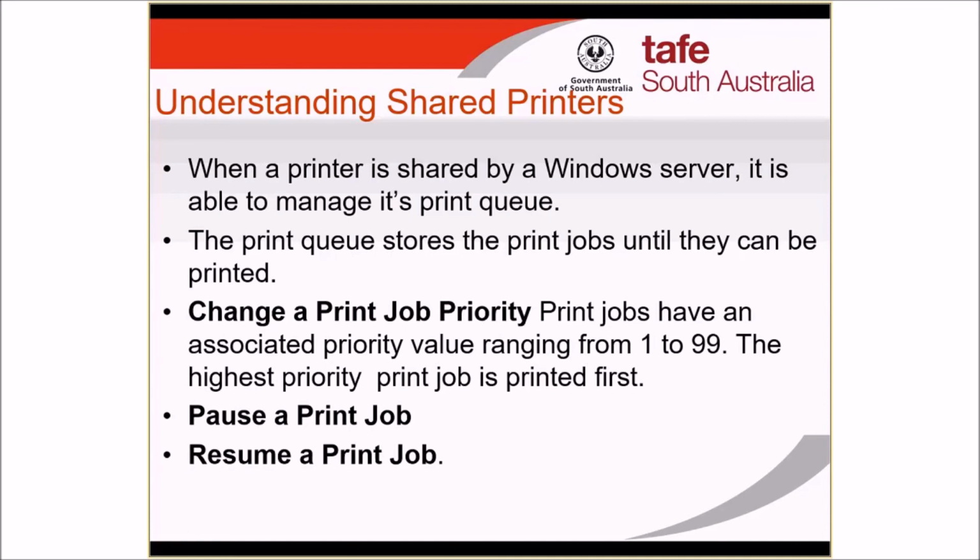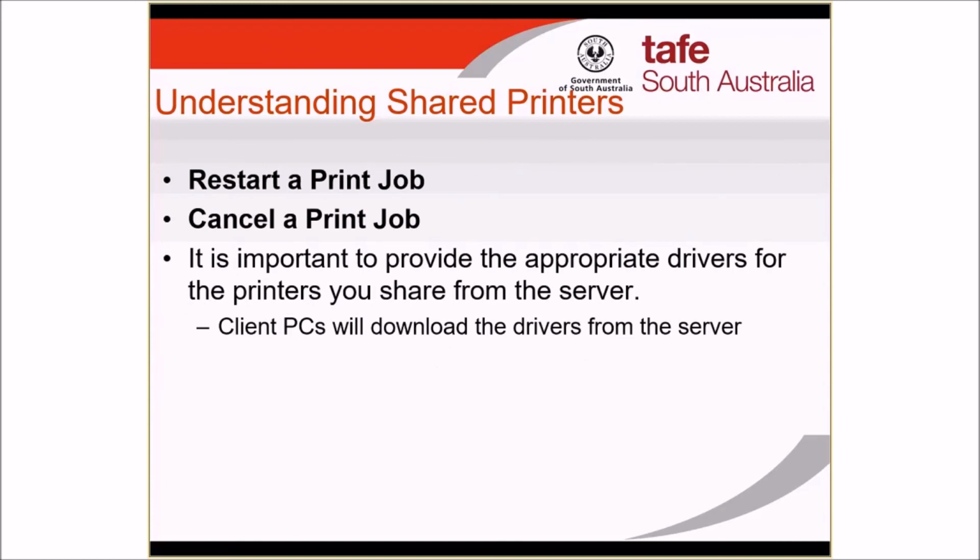By assigning permissions, someone could change the print job's priority. For example, if this is a physical printer, we call it a print device, and the manager uses it and regular staff use it. We could give the manager a high priority and the regular users low priority. So if two jobs come in at the same time, the manager gets his job printed first. We can also pause a print job, resume a print job, restart a print job, cancel a print job, and move the print job up and down the queue. It's also important to provide appropriate drivers for the printer.